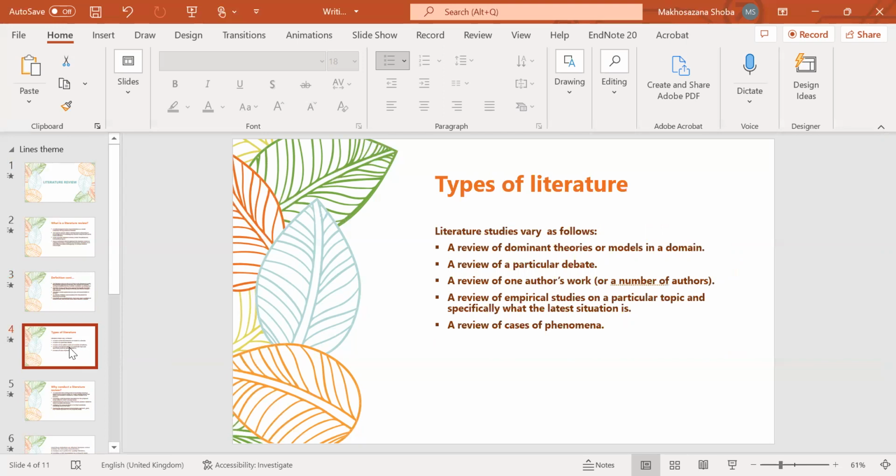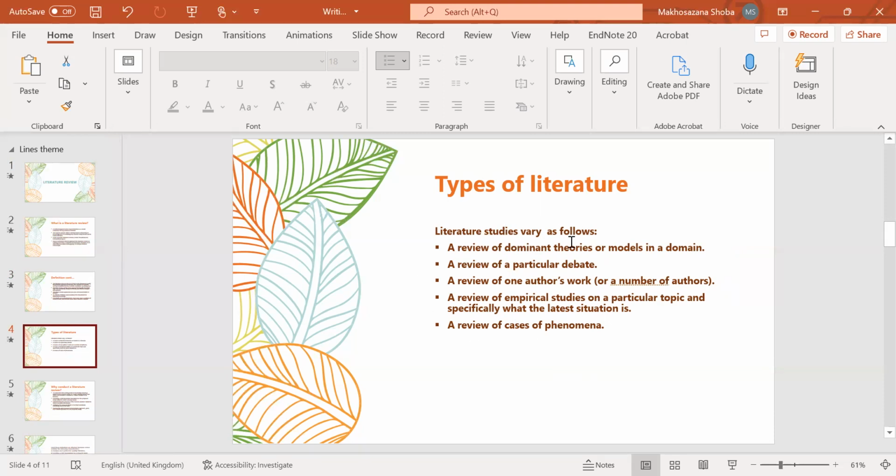So what are the types of research out there? You'll have research studies or literature studies that review a dominant theory or model in a particular domain, a review of a particular debate, or a review of one another's work, or a review of empirical studies on a particular topic and specifically what the latest situation is, or a review of case studies of cases of phenomena. In other words, when conducting a literature review, depending on the type of study, these are the reviews you will engage with.